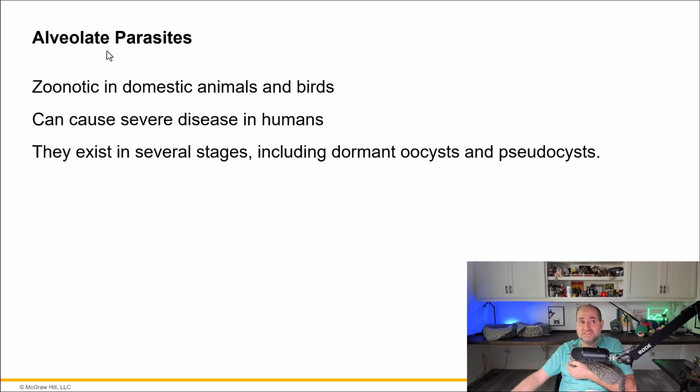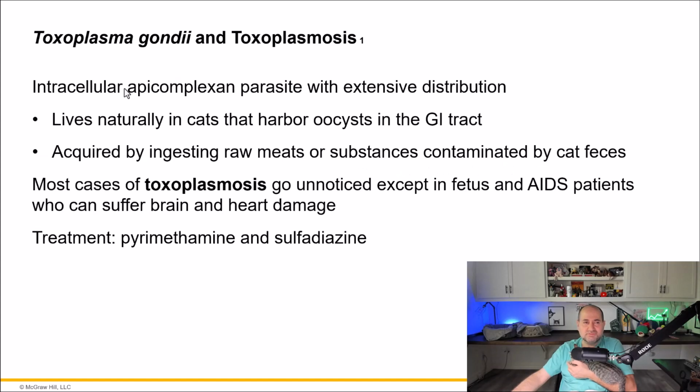Now, moving on with these alveolate parasites, cause zoonotic disease in domestic animals and birds, which can cause severe diseases in humans. These can exist in several stages, including dormant oocytes and pseudocysts. Let me give you an example. Toxoplasma gondii, which causes toxoplasmosis. This is a really interesting one, especially since I love my cats so much.